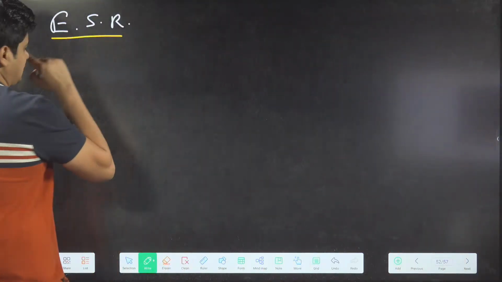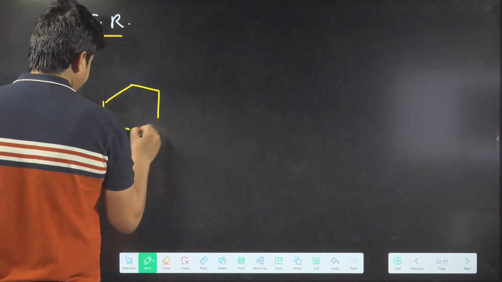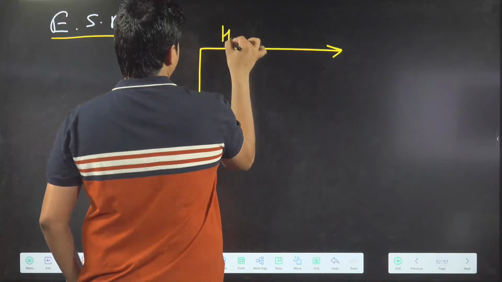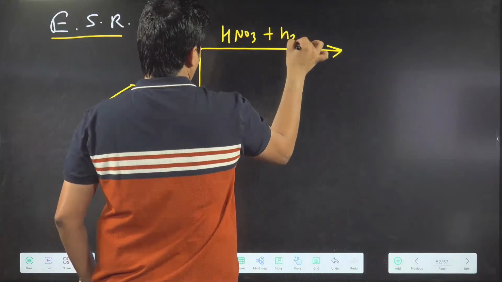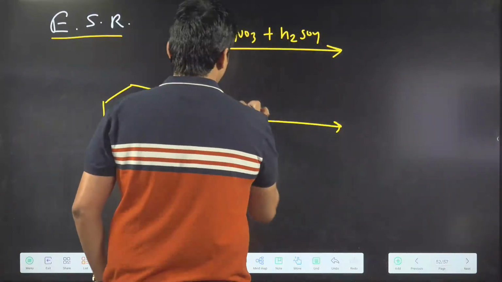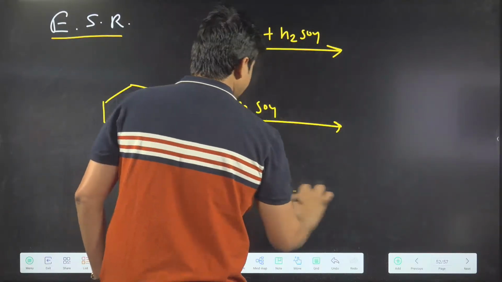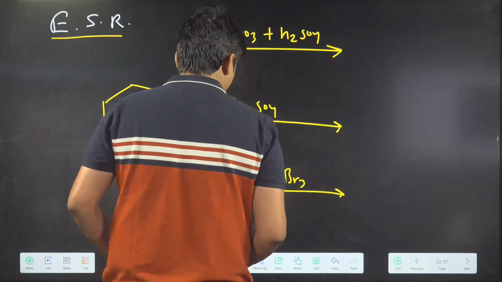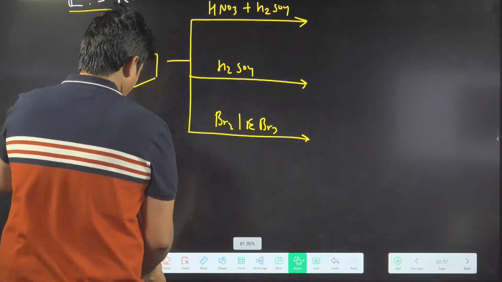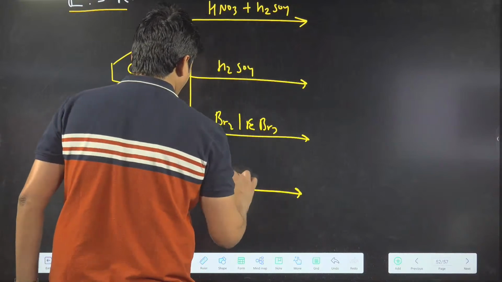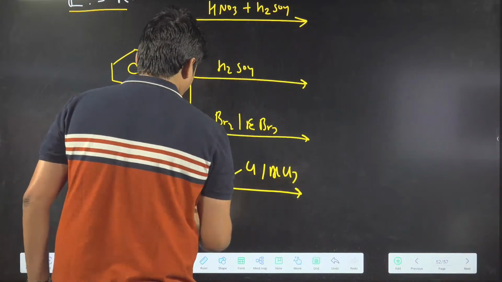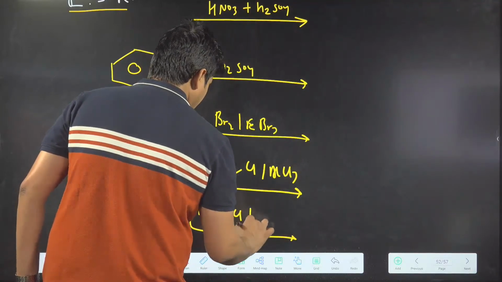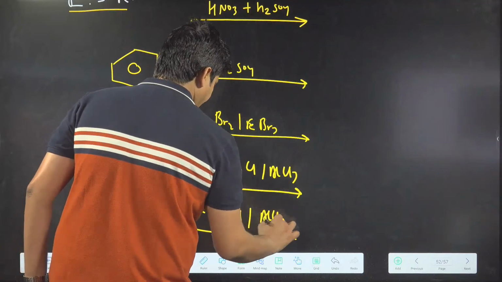Now come to electrophilic substitution reaction. Very easy. Benzene is given. Now they are giving a few important reactions I am going to write. They are giving HNO3 plus H2SO4, one reaction. They are giving H2SO4, another reaction. Let's say they are giving Br2 FeBr3, third reaction. Let's say they are giving normal propyl chloride with AlCl3, Friedel Crafts alkylation. They are giving RC double bond OCl, acid halide, with AlCl3, Friedel Crafts acylation.